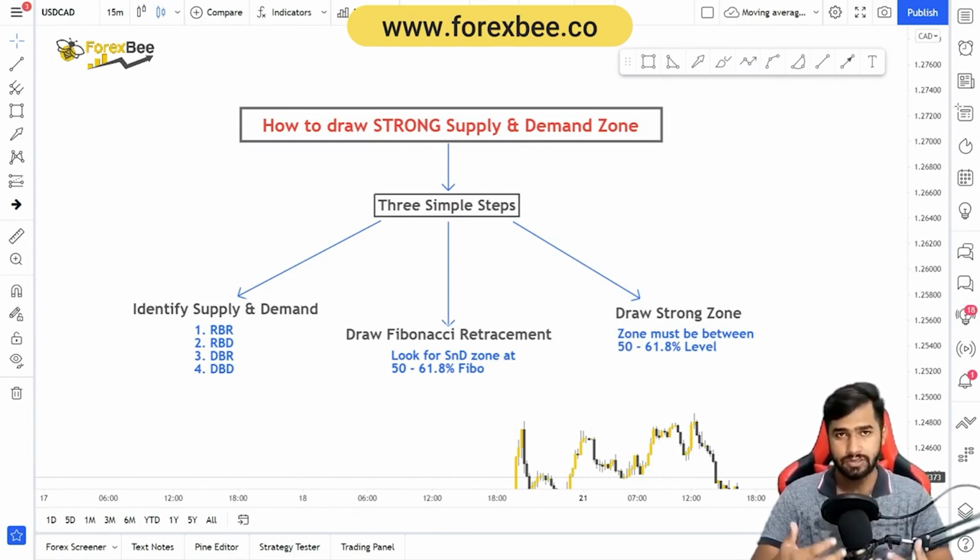Because the supply and demand zones are forming throughout the day in your chart, you need to look for the zones which are strong, and you need to add some filters or some confluence so that the probability of your trade making some profit becomes higher. That's why you need to always look for strong supply and demand zones and then place your trades. And this is what we're going to discuss in this video.